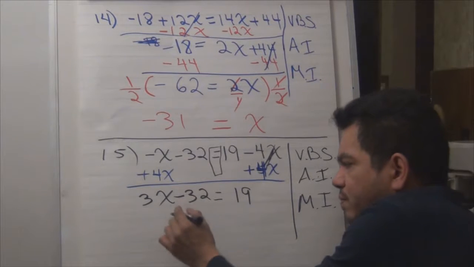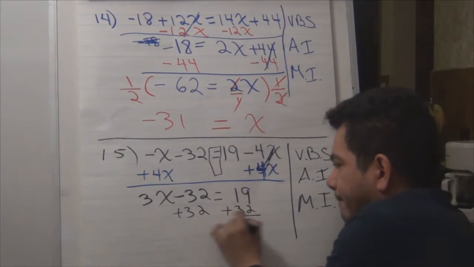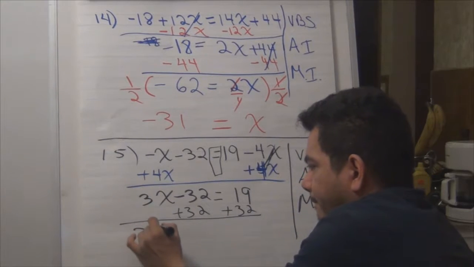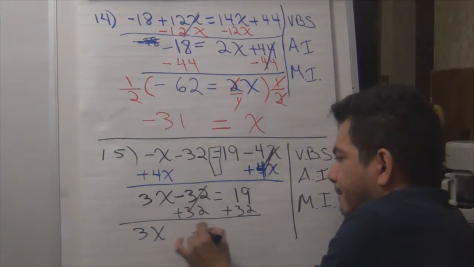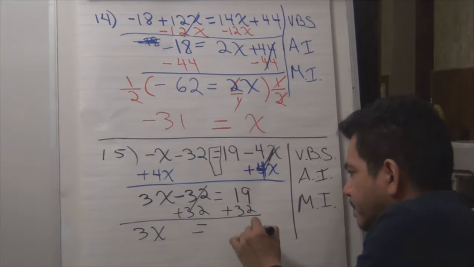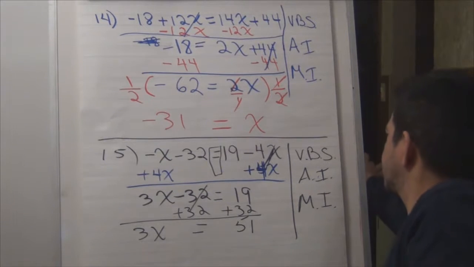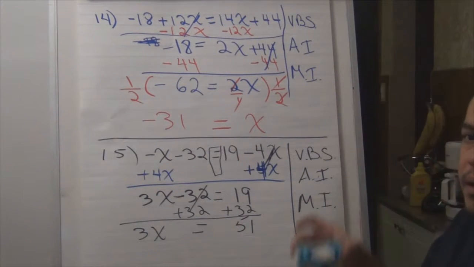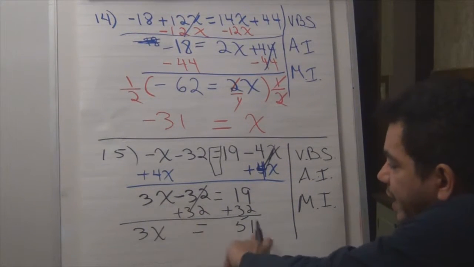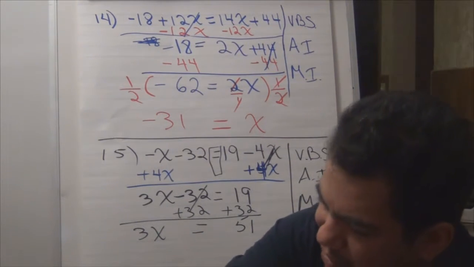Of negative 32. 19 plus 32 is what? 51. Thank you. 51.